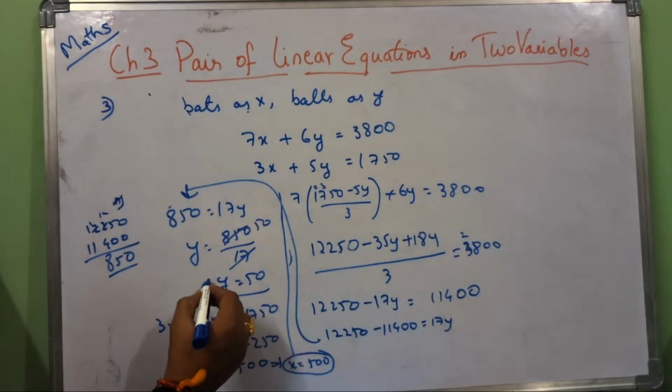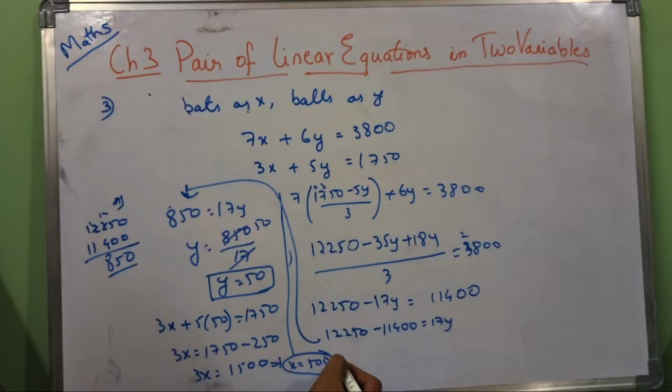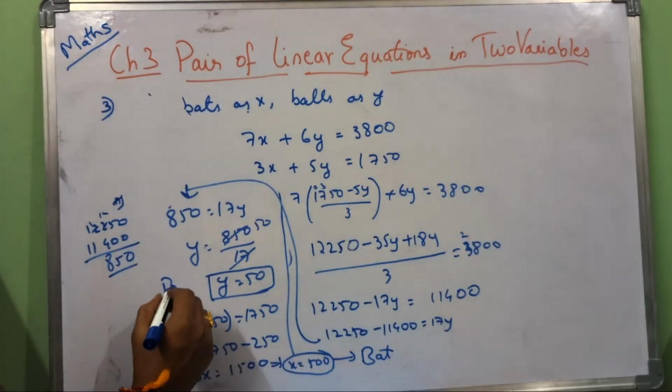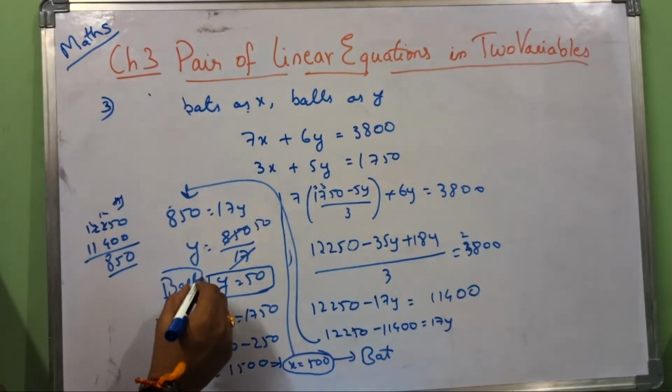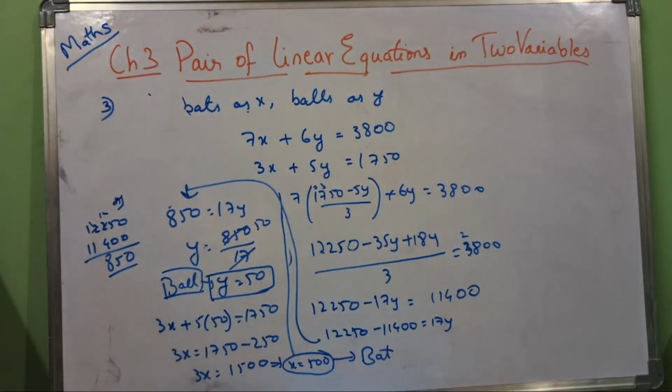So we got both the ball and bat cost. The bat costs 500 and the ball costs 50. Now there is an error in this question, where we don't get a ball for 50 rupees except for small tennis balls or something, whereas for a proper bat it will definitely be more than 500.